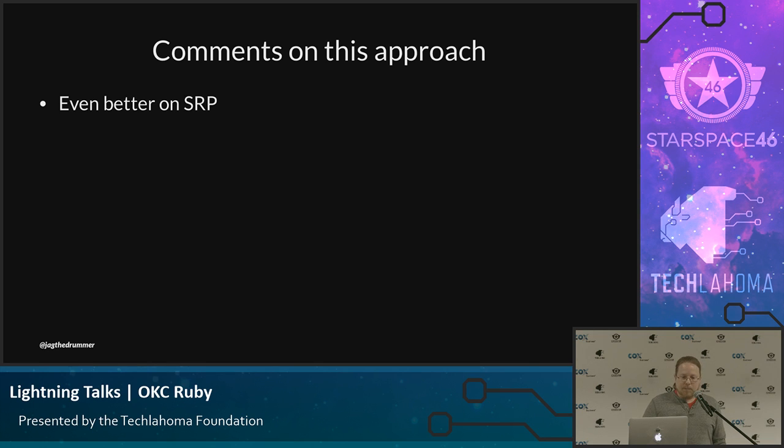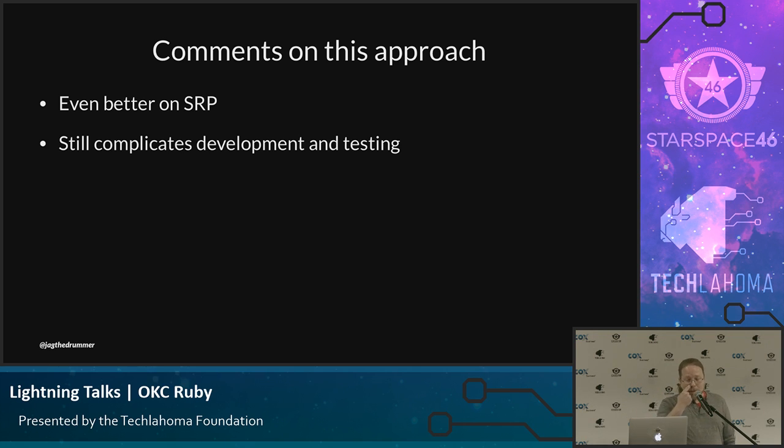So, comments on this approach. This is better on SRP because we've completely removed the notification of third-party services from our core domain logic. It's now something that is kind of orthogonal to our domain logic. We've kind of plugged it in on the side as a thing that we want to happen, but it's not something that our system depends on happening.